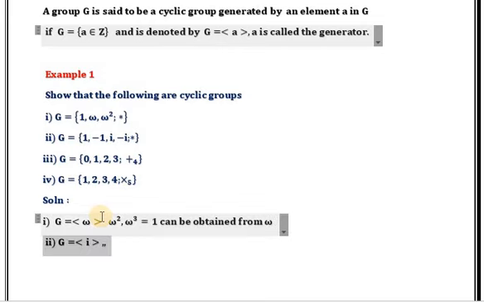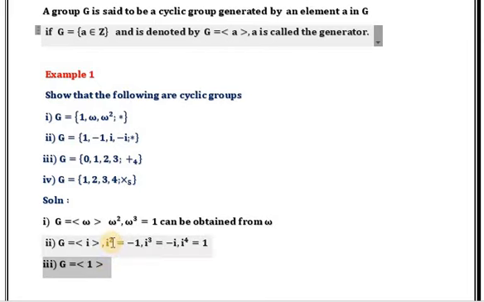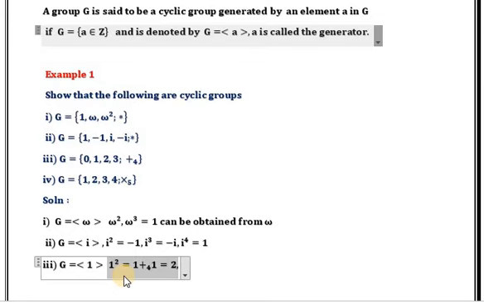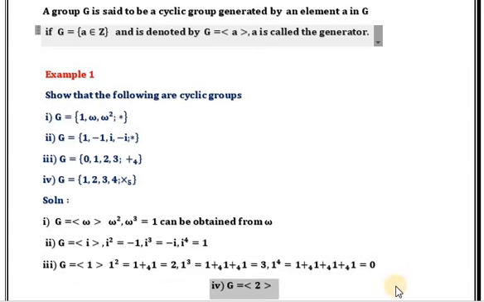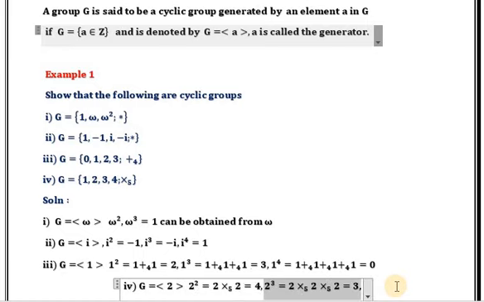And similarly, G is generated by i. That means all elements of G, that is 1, -1, i and -i, can be expressed as an integral power of i. Third group, 1 is a generator. So all elements, that is 1 square is equal to 1 plus 1, which is equal to 2. Similarly, 1 cube is equal to 3. And fourth group, G is generated by 2, means all elements of G, that is 1, 2, 3, 4, are expressed in terms of integral powers of 2.